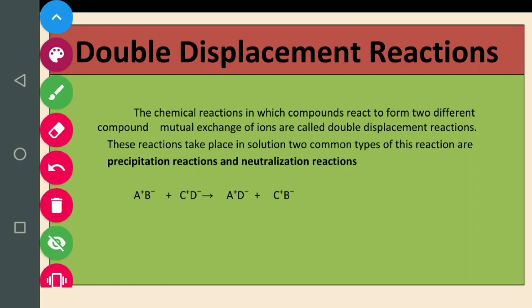The general reaction for double displacement is A plus B negative combined with C plus D negative. Here this A plus combines with D negative to form A plus D negative, whereas this C plus combines with B negative to form C plus B negative.